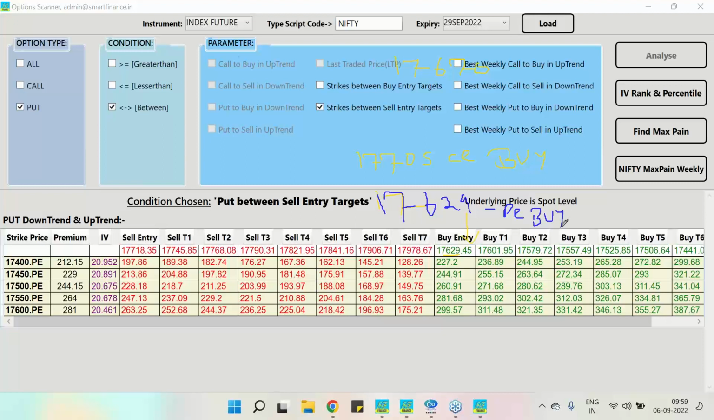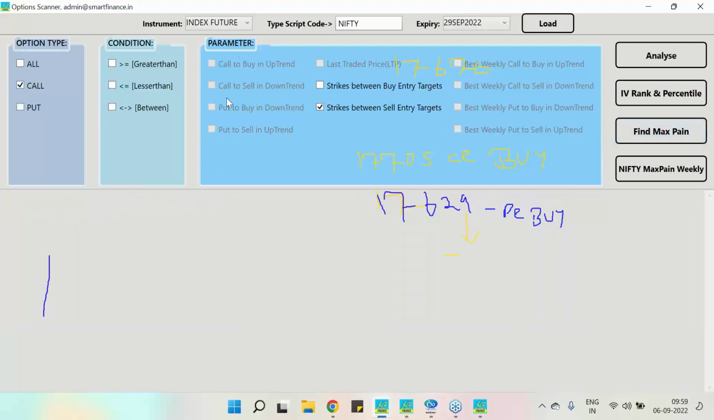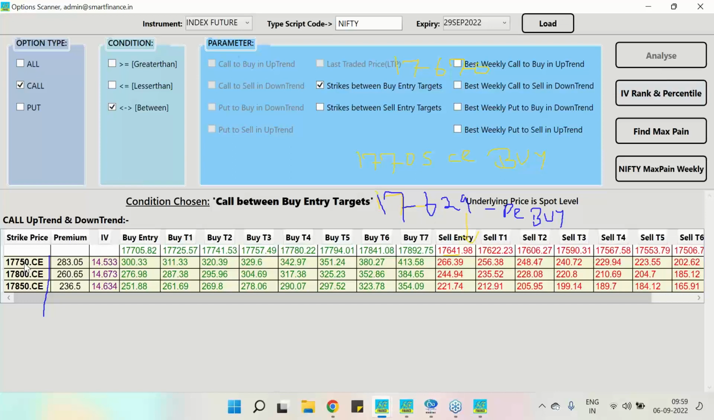Which strike put should be bought? These are the selected strikes, only these. Other strikes will have a higher theta decay. Which call strikes should be decided? These three call strikes should be decided.